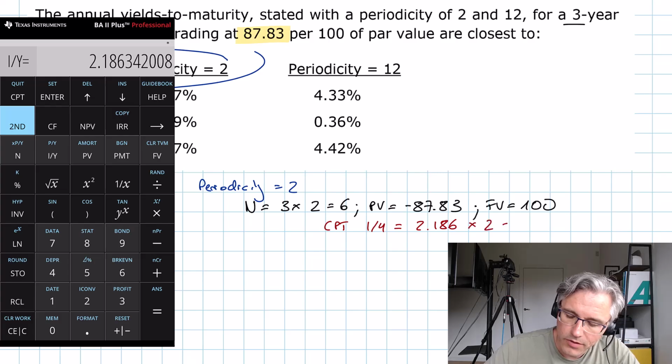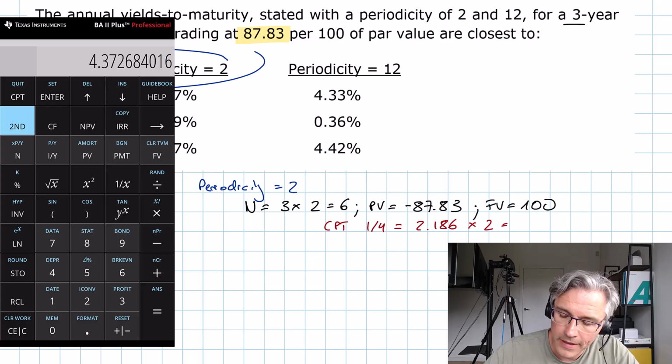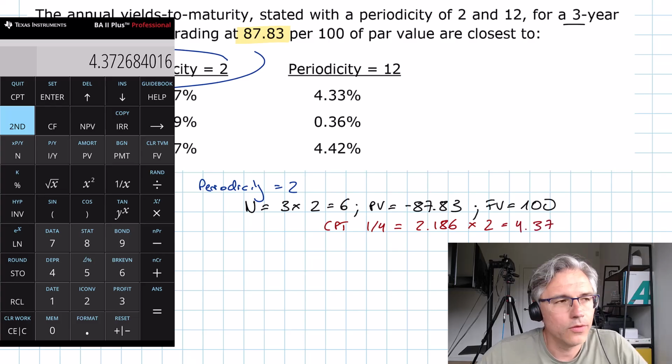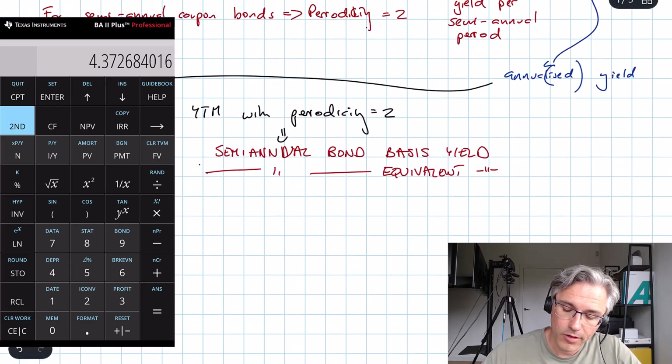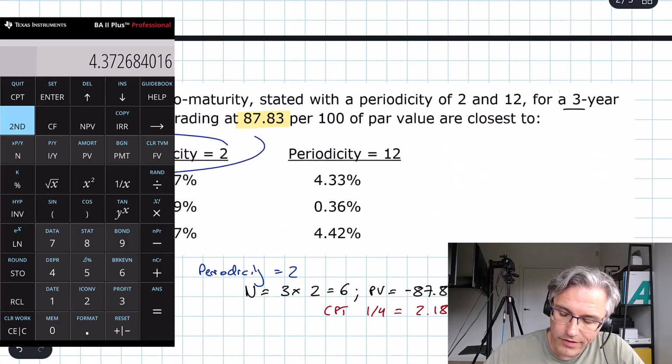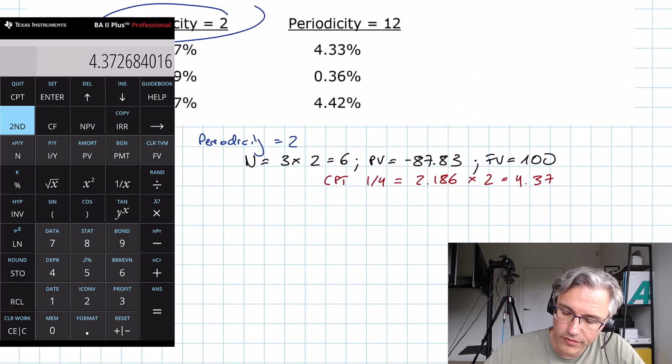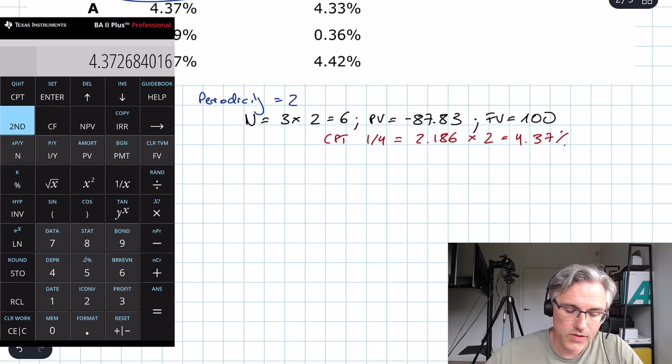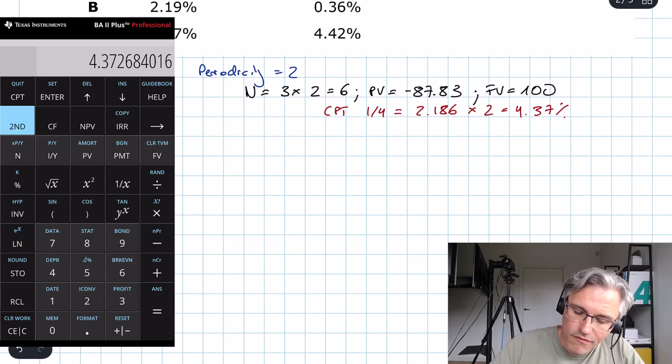I need to multiply that by 2 to get myself up to an annual yield. This is the bond equivalent, or what we wrote down as the semi-annual bond basis yield, or the semi-annual bond equivalent yield. Now this is 4.37%.